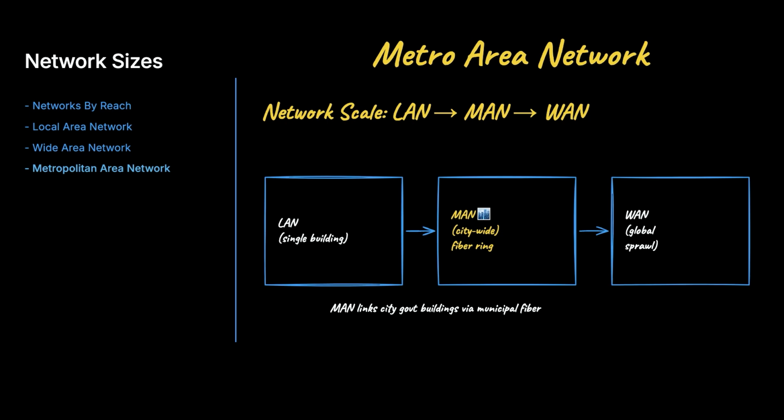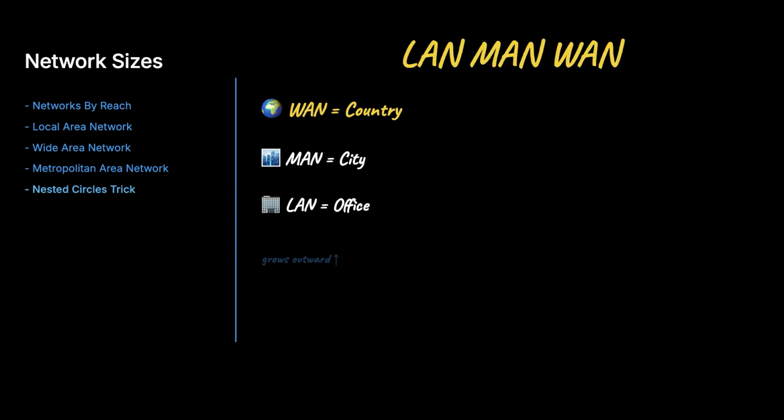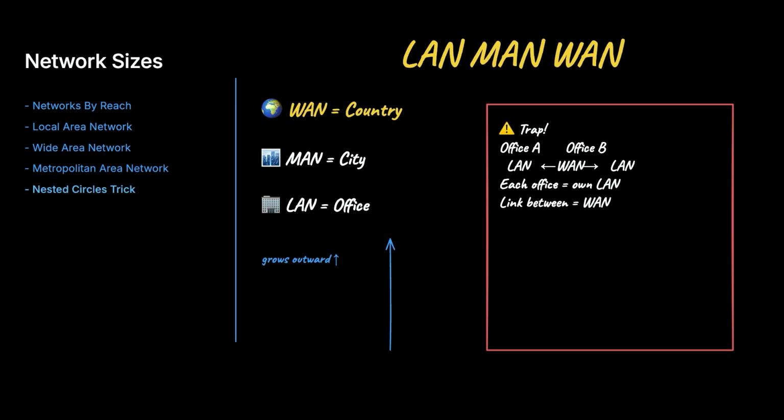Here is a memory trick that locks these in: picture nested circles. The LAN is your office, the MAN is your city, and the WAN is your whole country. They simply grow outward by size. And watch for this trap. When two distant offices connect, each office has its own LAN, while the link between them rides across a WAN.